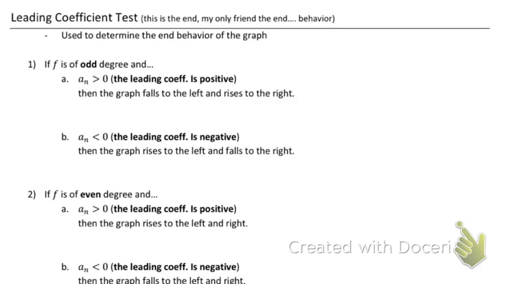Well, let's start off with if f is an odd degree function. An odd degree function is going to be something like x to the first, x cubed, x to the fifth, x to the seventh, x to the ninth, x to the 11th. Anything that has a lead power or highest power being odd. The first thing we're talking about is if a sub n is bigger than 0. That means your lead coefficient is positive. That is your lead coefficient. Then the graph falls to the left and rises to the right.